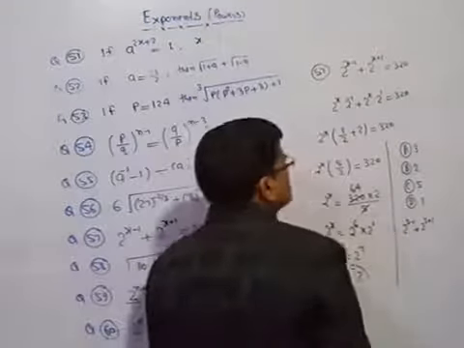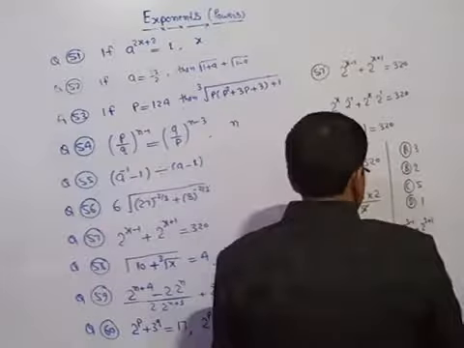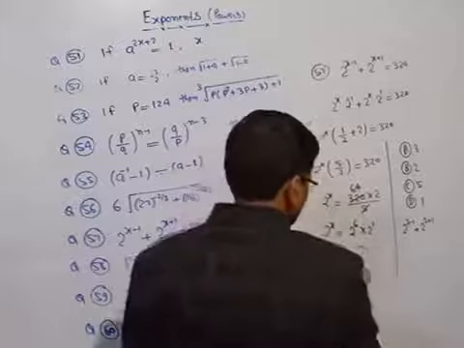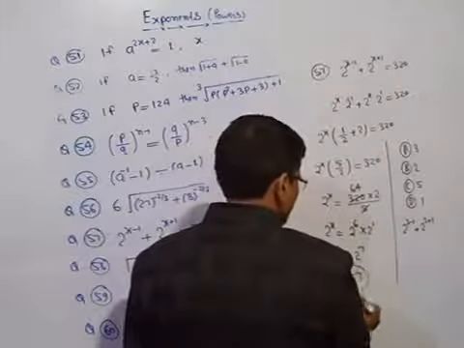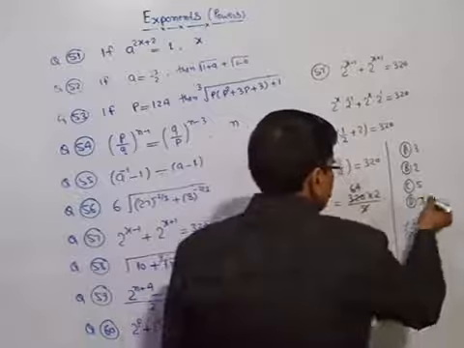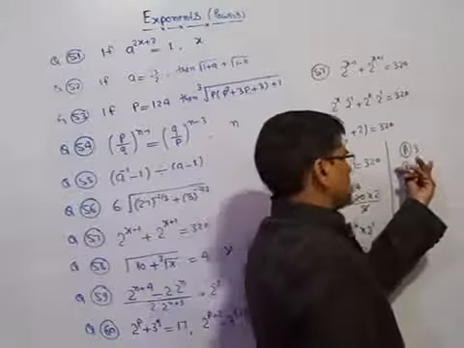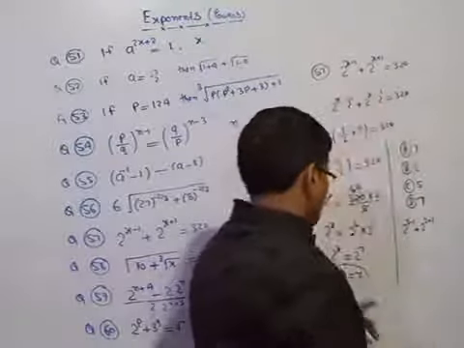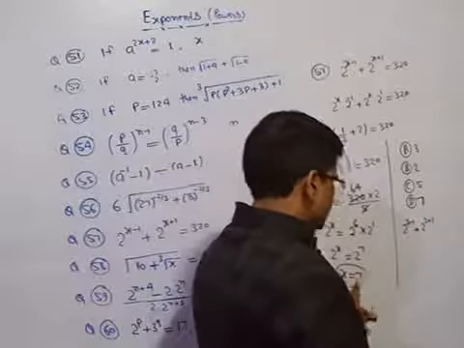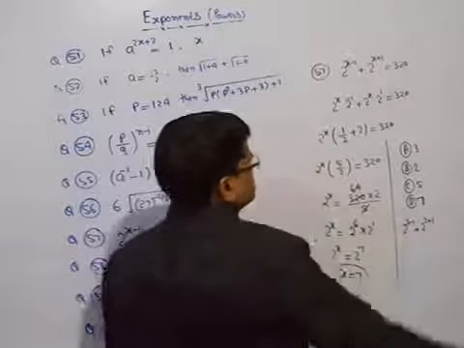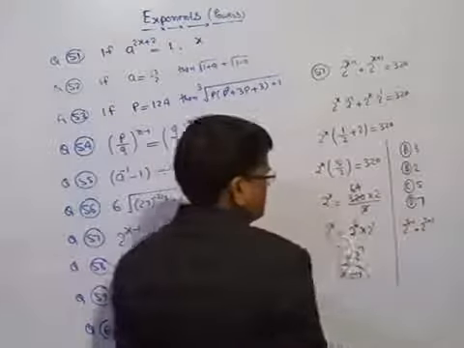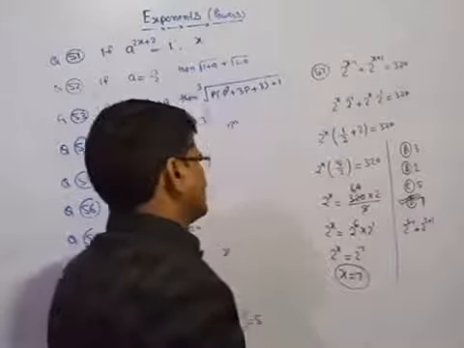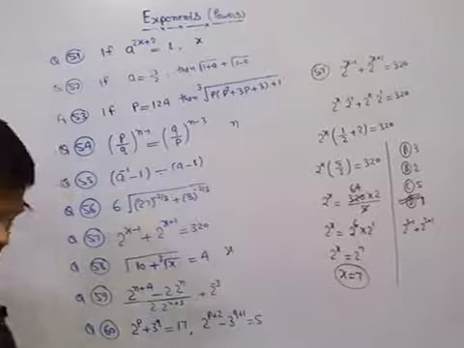Now we put the value x equal to 7, that is 2 to the power 7. Then x equal to 2 cannot give the value 320. Then we put the value 7, and definitely we get 320. Then x equal to 7 is the right answer. Clear now? Next question.